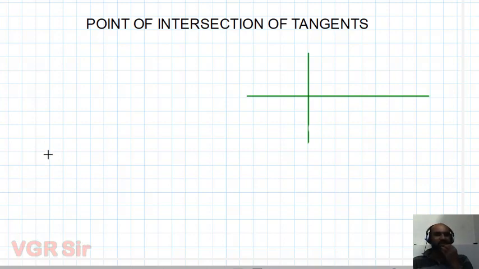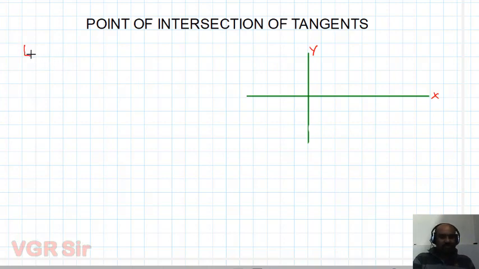Today I am going to explain some concepts based on tangents and normals. Our first concept is point of intersection of tangents. Observe, students, this is the x-axis, this is the y-axis. I am taking here a general parabola, that is y square equal to 4x.